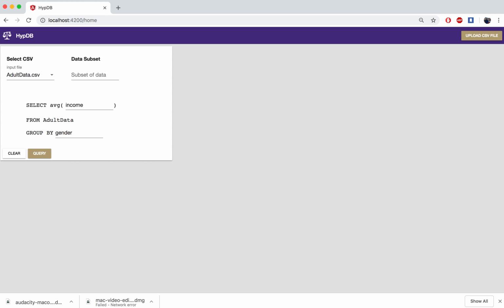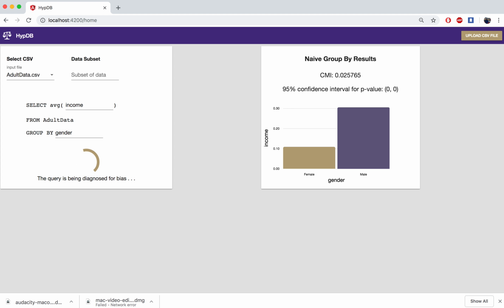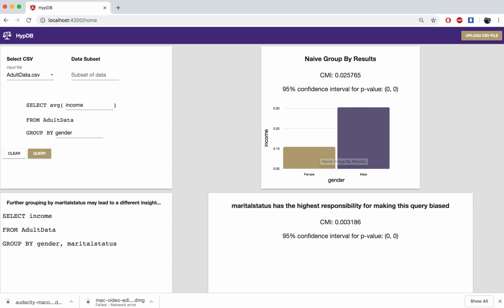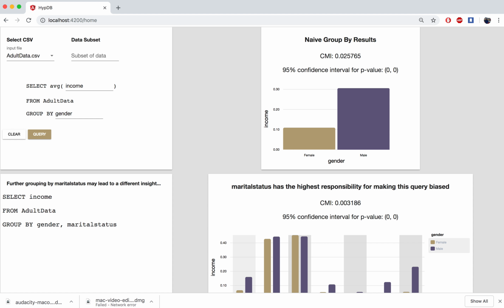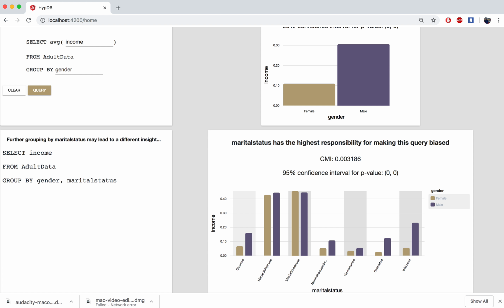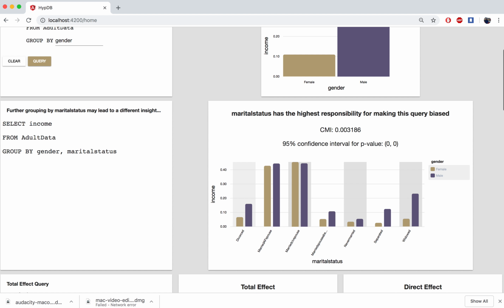Now to replicate these results, let's use HypDB to compute the effect of gender on income using this simple group by query. Let's do that. As you see right here, the results of this simple SQL query indeed suggest a huge disparity against females. But not surprisingly, HypDB detects that this query is actually biased, and there are other confounding variables such as marital status and occupation that we need to account for.